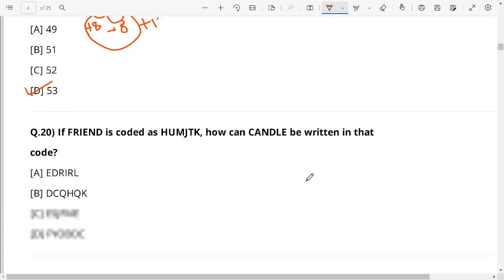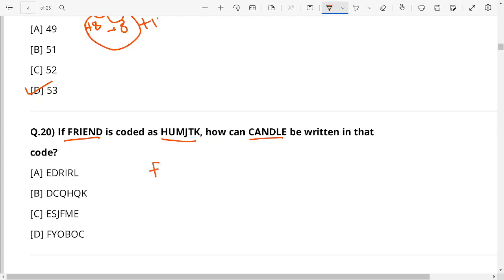So this is coding and decoding. Just look here. If friend is coded like this, how can candle be written in that code? So basically in coding and decoding, all you have to remember guys is the positions of these letters, as I explained before. And also just make sure that you go through the letters. So every time you encounter coding and decoding, especially the letter series, the letter coding and decoding series, basically in this code, the first letter is the second alphabet, the second letter is the third alphabet. Now just look here. Friend we have.